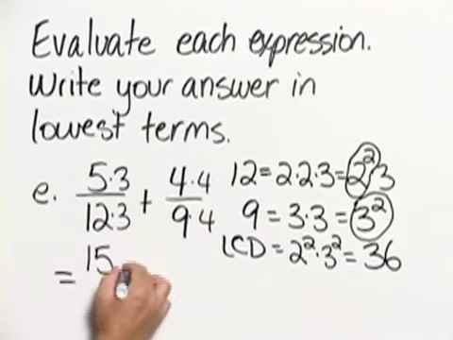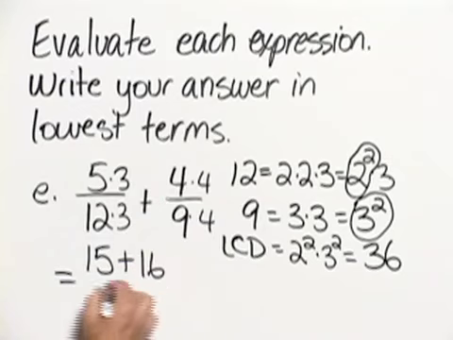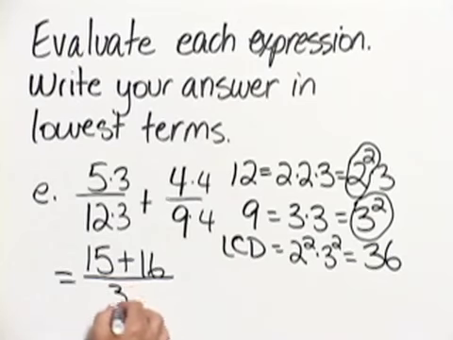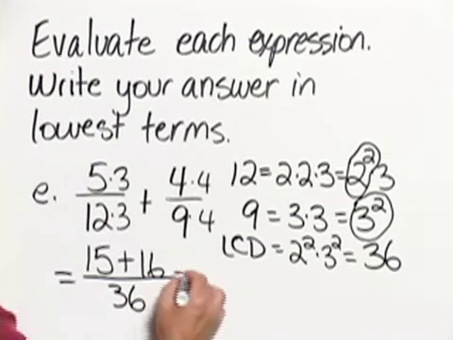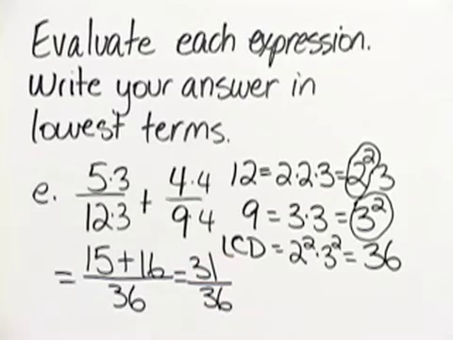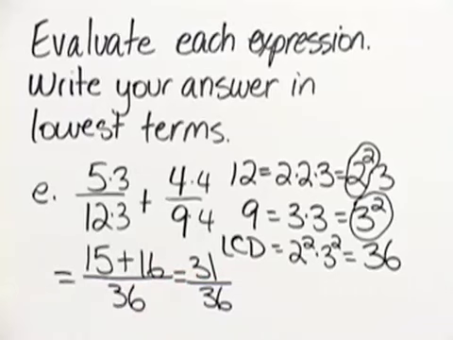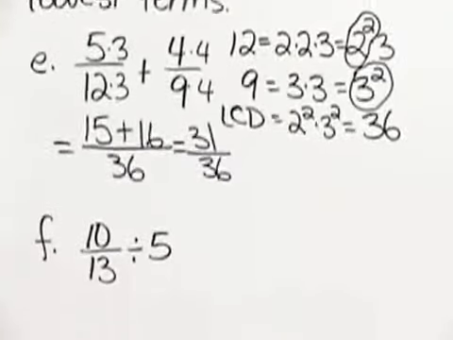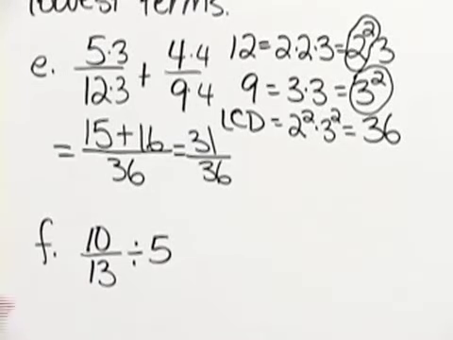5 times 3 is 15, plus 4 times 4 is 16, and all of that goes over the common denominator of 36. We add together 15 plus 16, and that's 31, and that's over the common denominator of 36. 31 is a prime number, and therefore this fraction is already in lowest terms. Now let's take a look at part F.